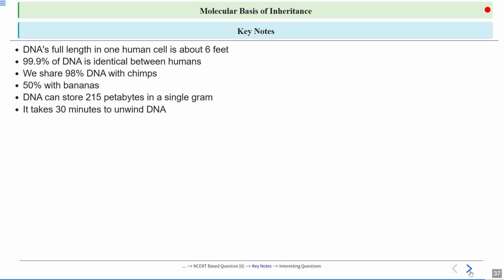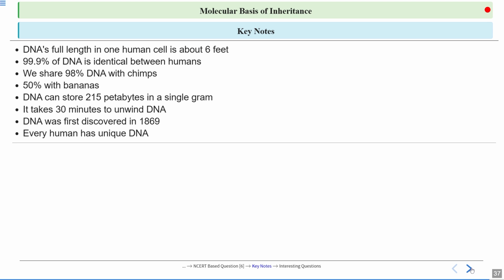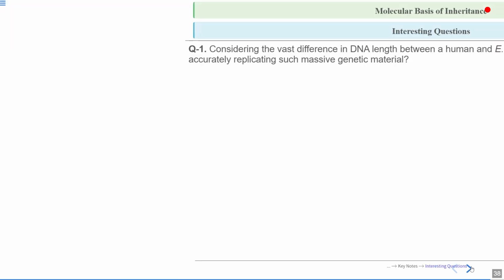It takes 30 minutes to unwind the DNA, and DNA was first discovered in 1869. Every human has a unique DNA. In spite of this 99.9% of DNA similarity, every human has a unique DNA.